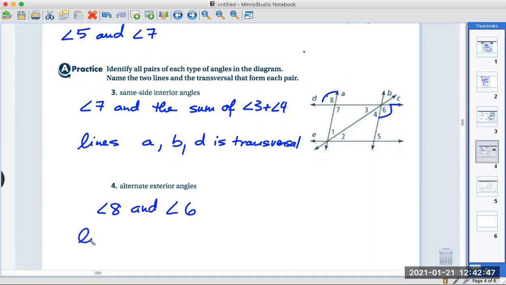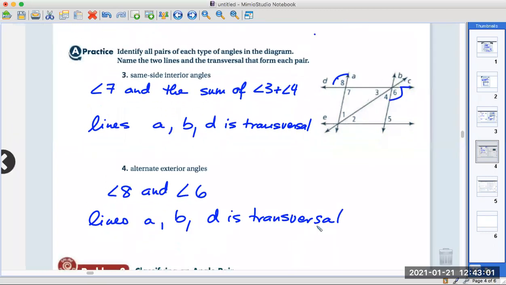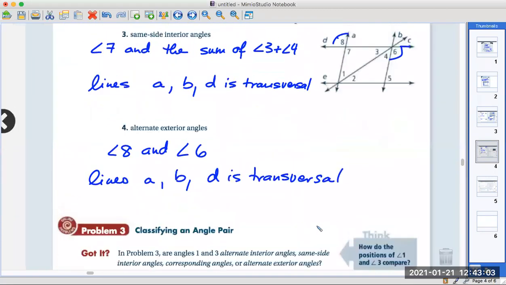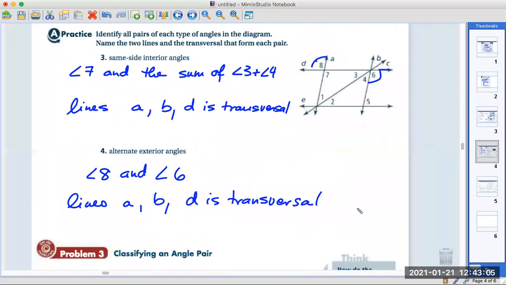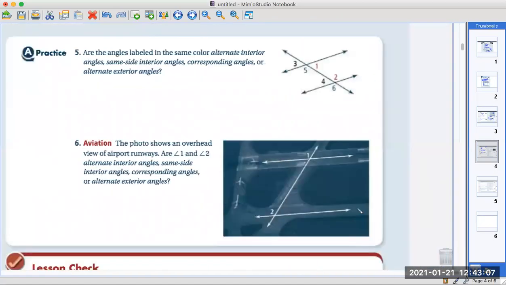And it's again lines A, B, D is transversal. Do I have one more? Nope, that's it.